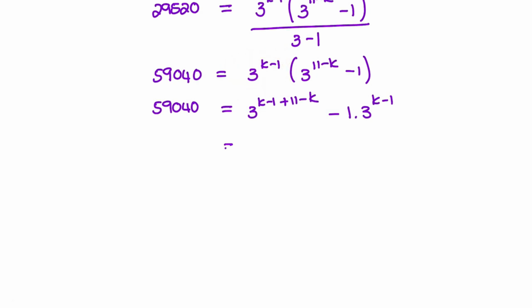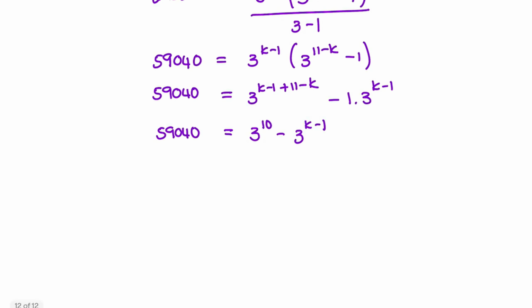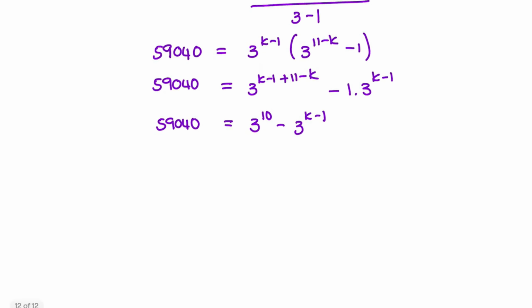So if I simplify further, I have 3 to the power of 10 minus 3 to the power of k minus 1. So can you see that in the first term here, k minus k would become 0, so I'm left with 3 to the power of 10. Now there are different ways to approach this. You can, if you want to, take 3 to the power of 10, leave it on this side, move 3 to the power of k minus 1 to the right hand side, so let's do that.